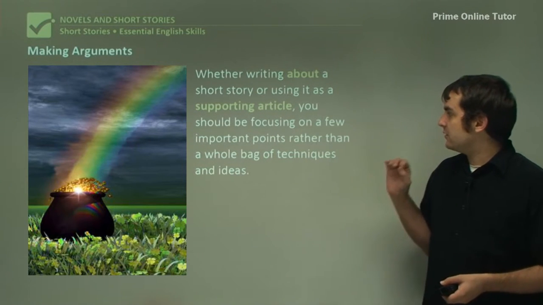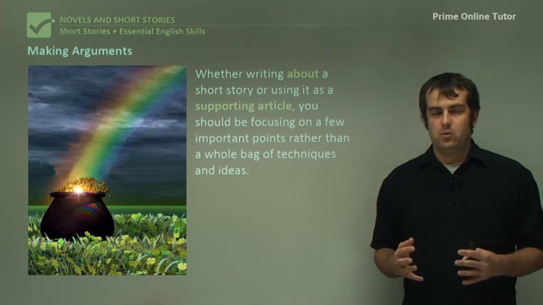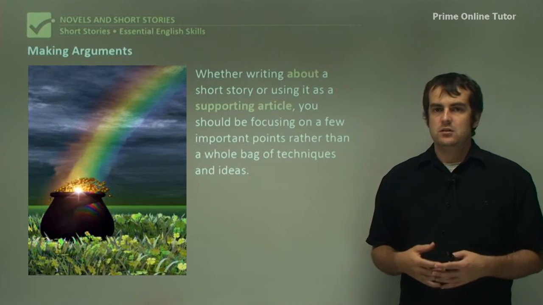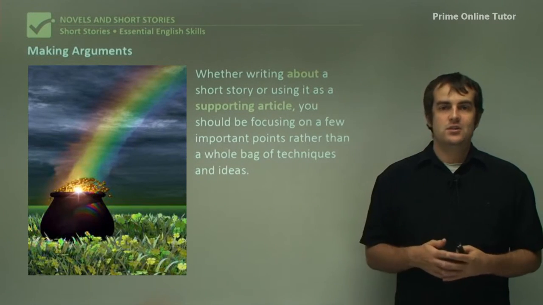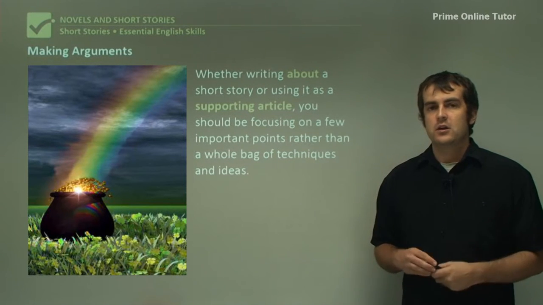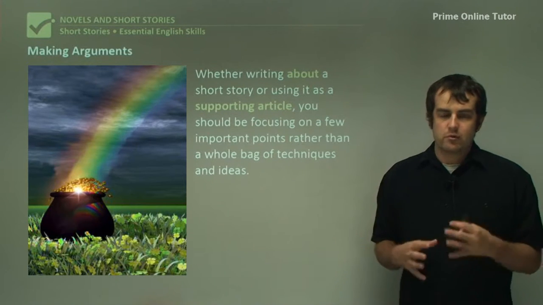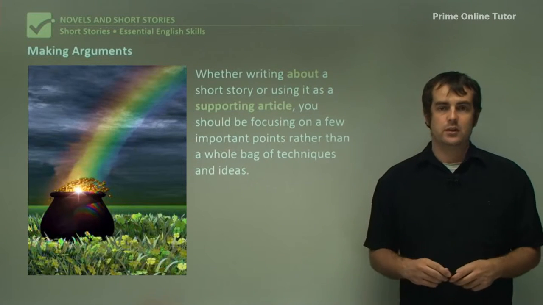Okay, so the focus should be on finding some small and important points rather than a whole bag of techniques and ideas. You need to be very selective of what pot of gold you choose. So that's the reason for that image there, is that you want to be choosing the right pot of gold at the end of your rainbow. You don't want to be finding a whole heap of things and then trying to cram them into one section of your response, particularly if you're using it as a supporting article.